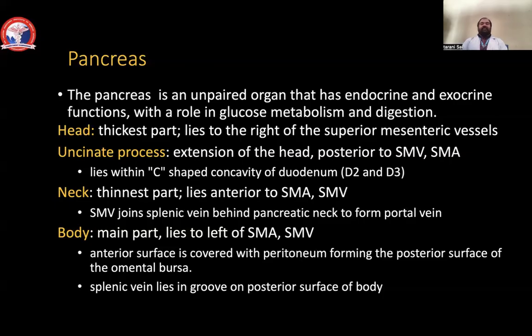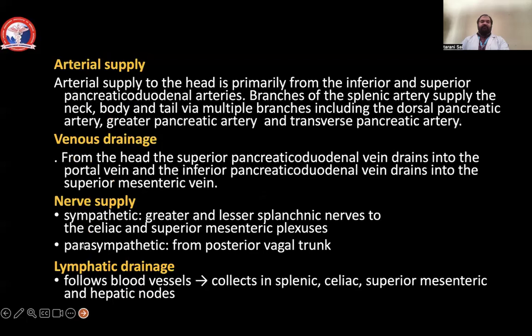Neck, which is the thinnest part, lies anterior to the SMA and SMV, and the SMV joins the splenic vein behind the pancreatic neck to form the portal vein. Body, main part, which lies left to the SMA and SMV. Anterior surface is covered with peritoneum, forming the posterior surface of the omental bursa. Splenic vein lies in the groove posterior to the surface of the body.